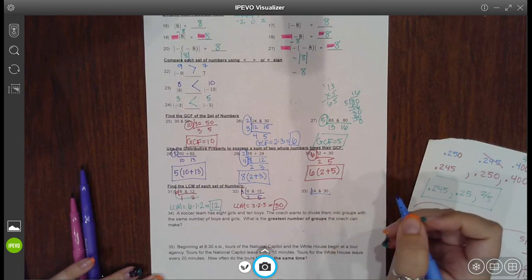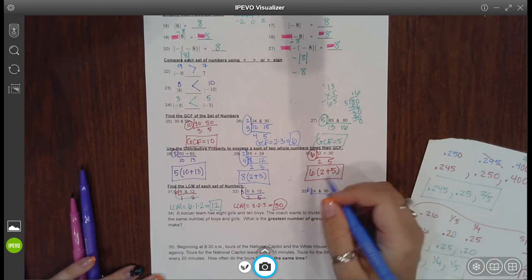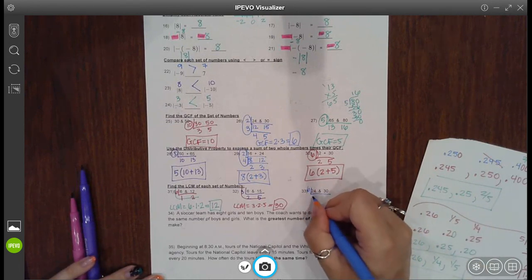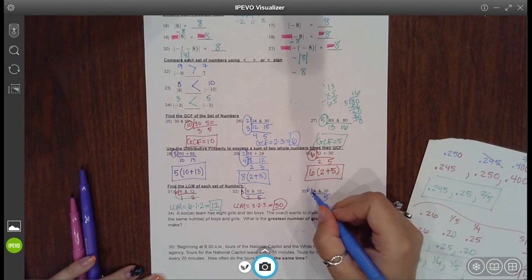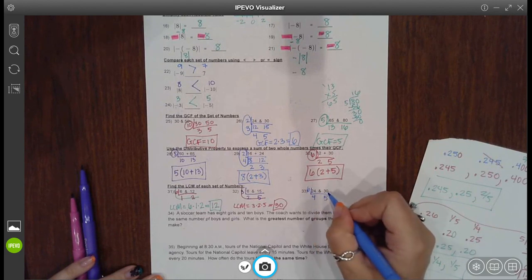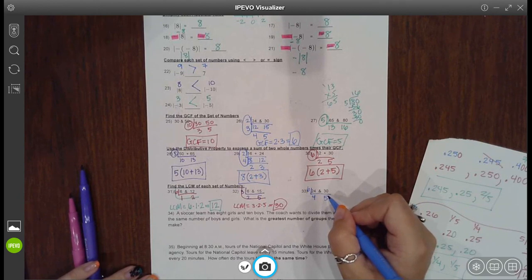Okay, and our final one of these. What can go into both 24 and 30? 6 can. 6 goes into 24 how many times? 4 times. 6 goes into 30 how many times? 5 times. Double check. 6 times 4 is 24. 6 times 5 is 30. And the reason I'm making you double check this is sometimes you rush a little and your head does funny things, and then you get your quiz back and you're really frustrated because you're like, oh, I knew that.